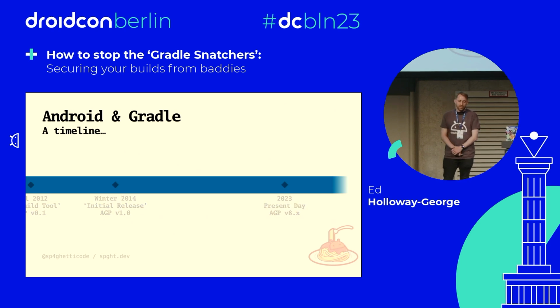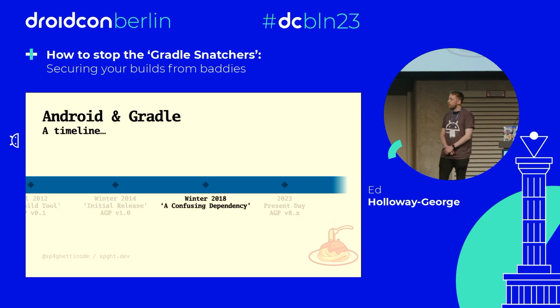And the first story that I'd like to talk about today is a confusing dependency. Now, I don't know if any of you have ever heard of this story before. If you have, keep it to yourself. I'm going to tell it again, albeit probably slightly worse. But it is a really interesting insight into an attack that occurred and what we can do in our own apps to prevent that going forwards. So without further ado, let's talk about a confusing dependency.